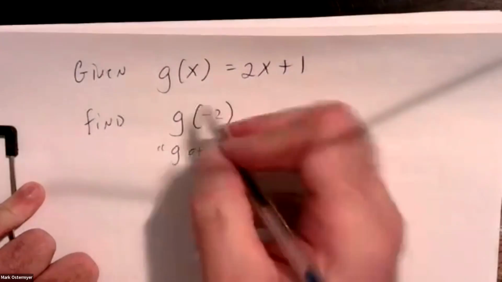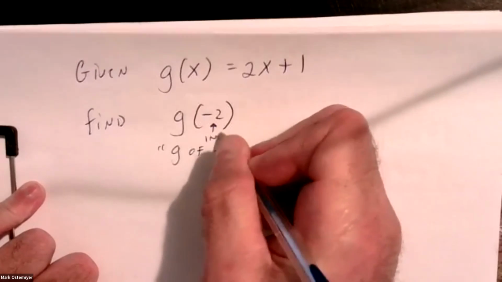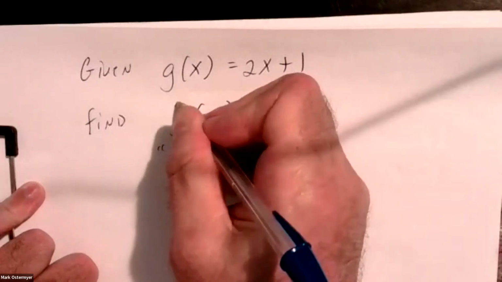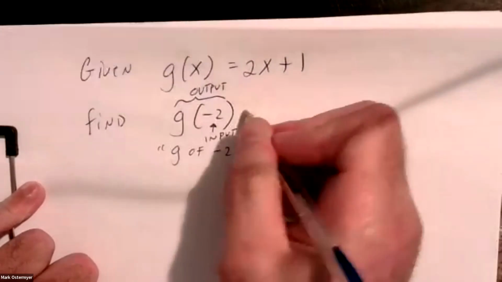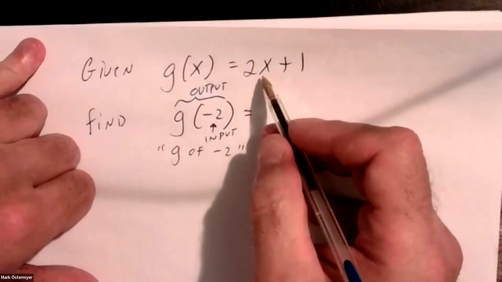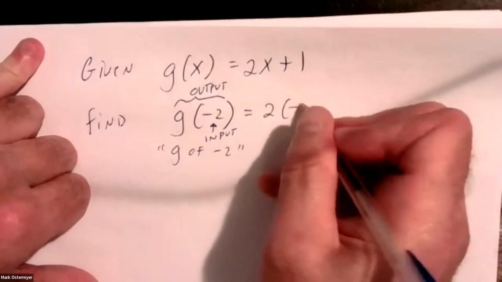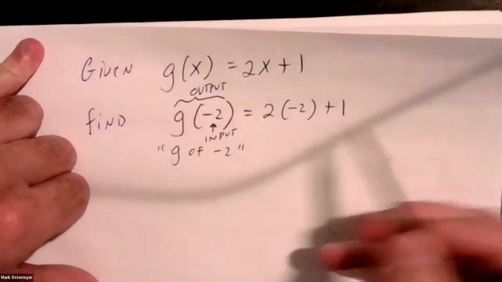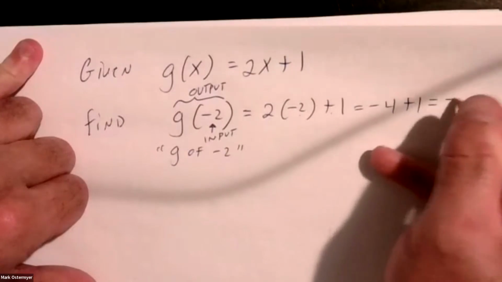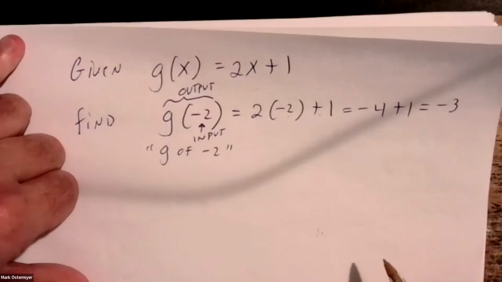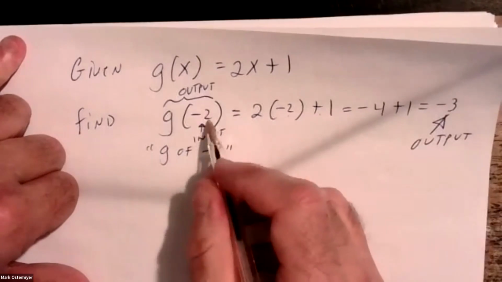It's saying that we're going to input into this function negative 2. That's the input. The output is going to be g of negative 2. So we're putting negative 2 into, or replacing the input variable in the definition of this function with negative 2. The output there is going to be g of negative 2, which is to say 2 times negative 2 plus 1, which is to say negative 4 plus 1, which is to say negative 3. This is the output. Negative 2 was the input.